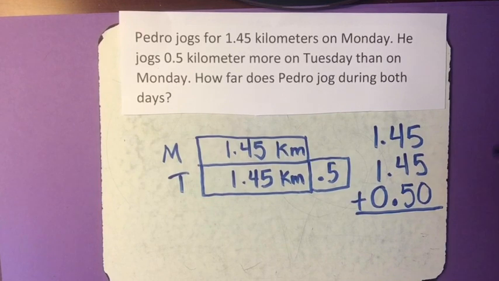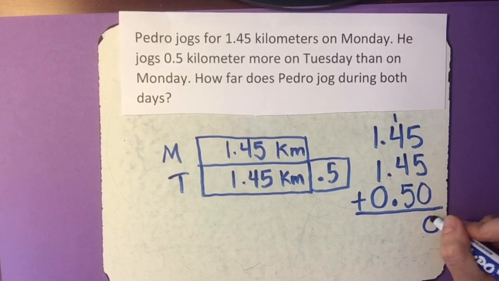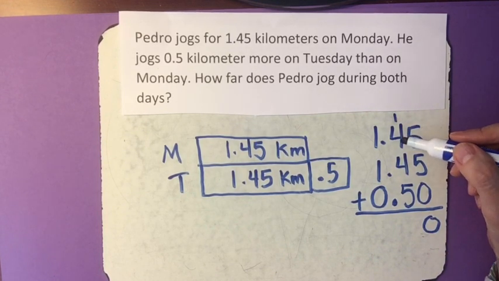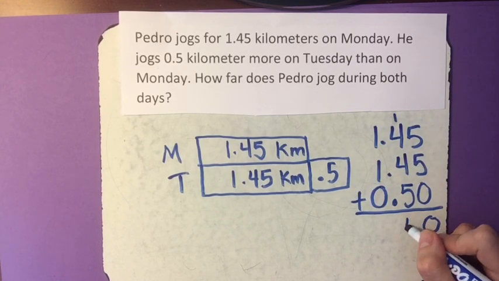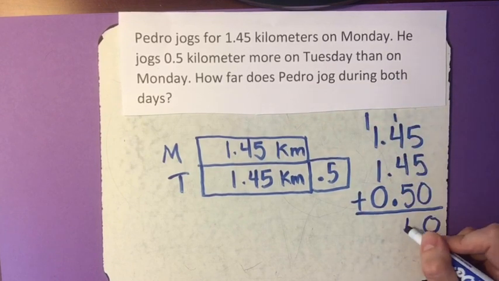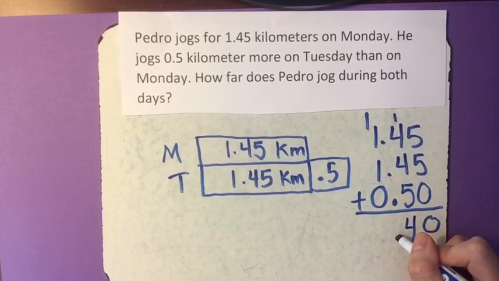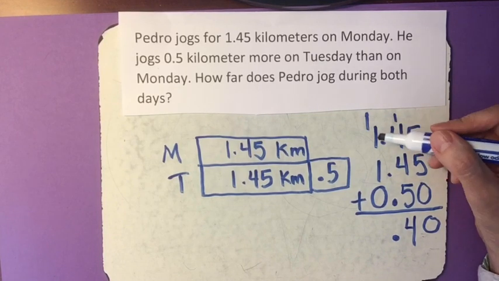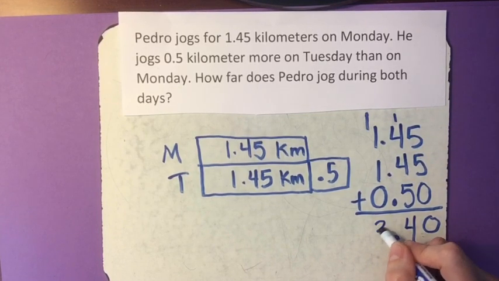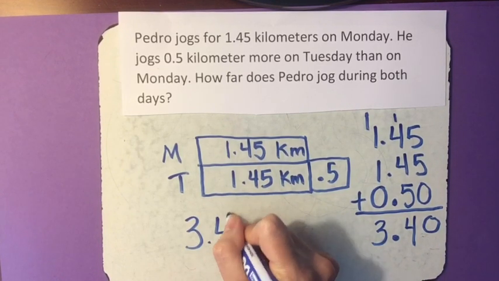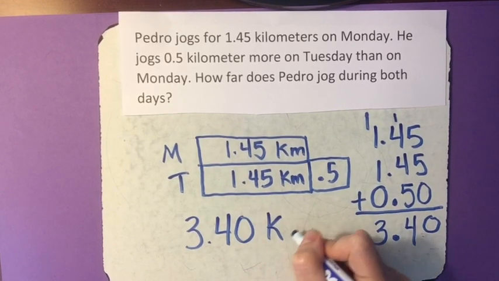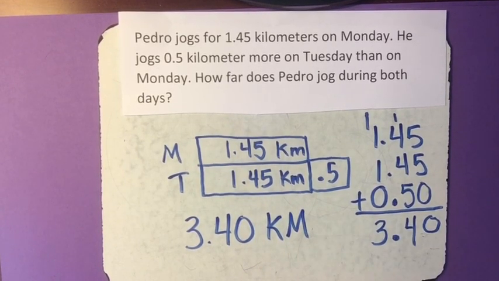So 5 plus 5 is 10. And 1 plus 4 is 5. 5 plus 5 is 10. 10 plus 4 is 14. Oops, didn't do my method here. 1, 4. And then I'm going to put the decimal point, and then I have 1, 2, 3. So the answer is Pedro jogged 3 40 hundredths kilometers on Monday and Tuesday. That's our final answer.